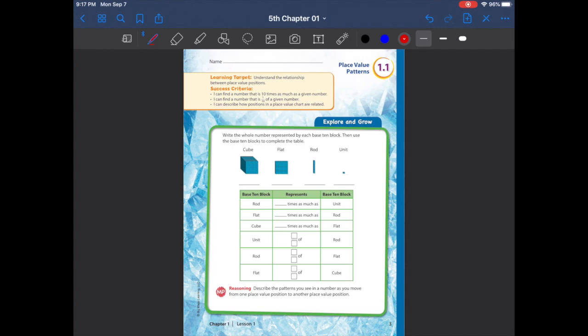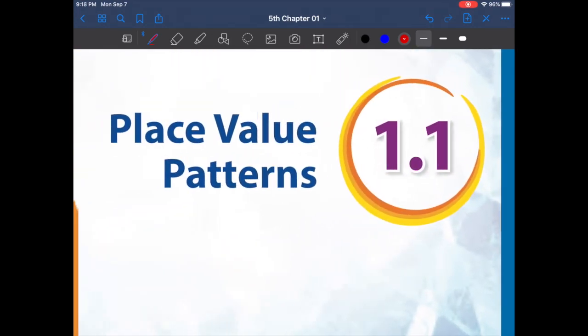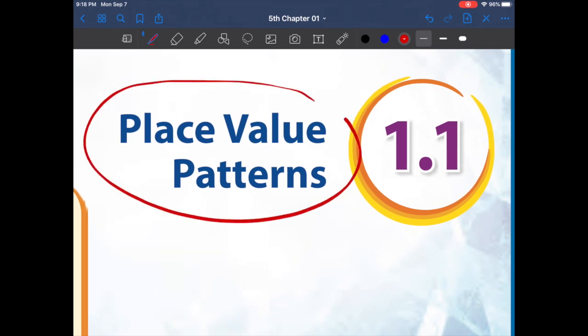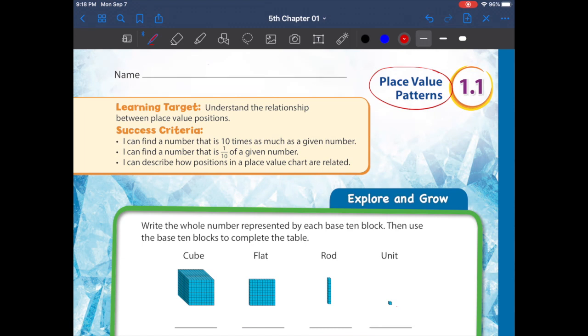Perfect. Hello. Today's lesson is Chapter 1, 1.1. Today we are talking about place value patterns. What are place value patterns? Well, let's see what we are going to be learning today.